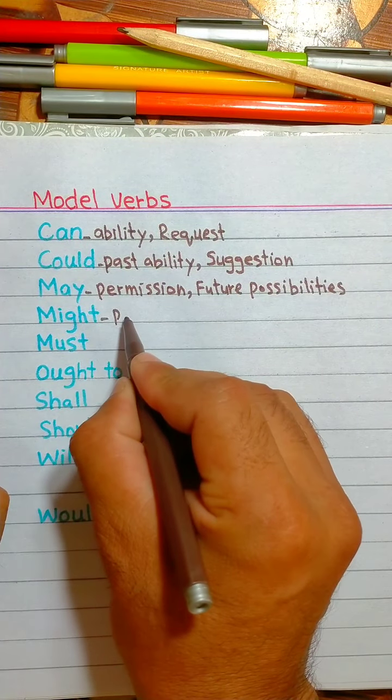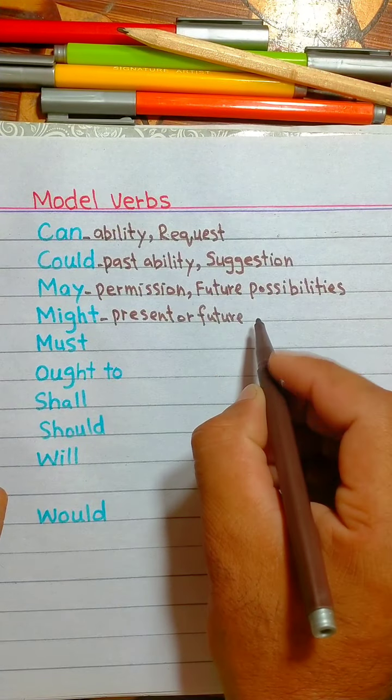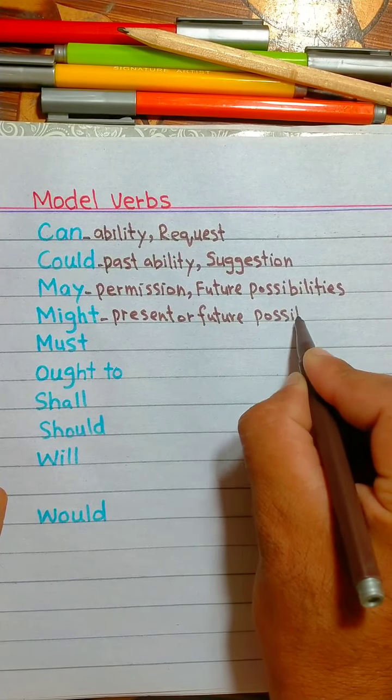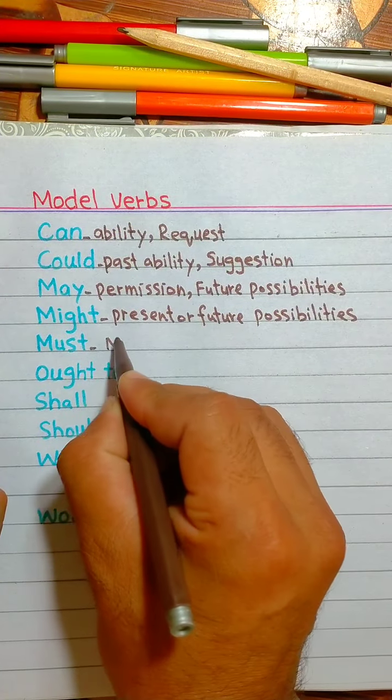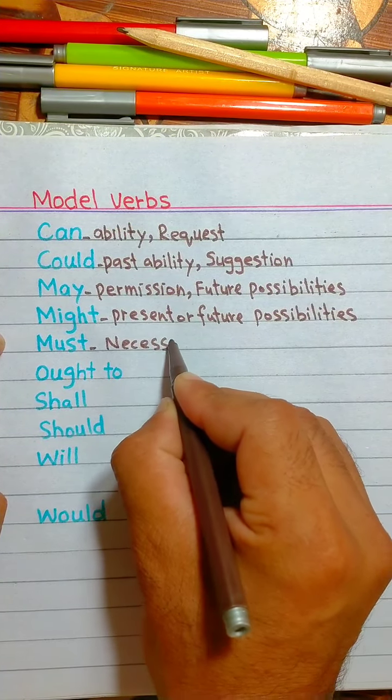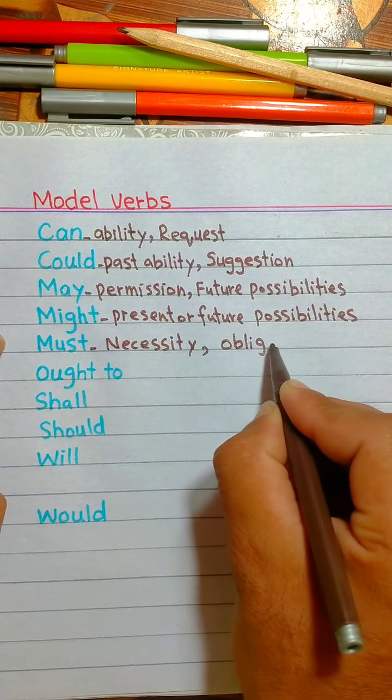Might is used for present or future possibilities. Must is used for necessity or obligation.